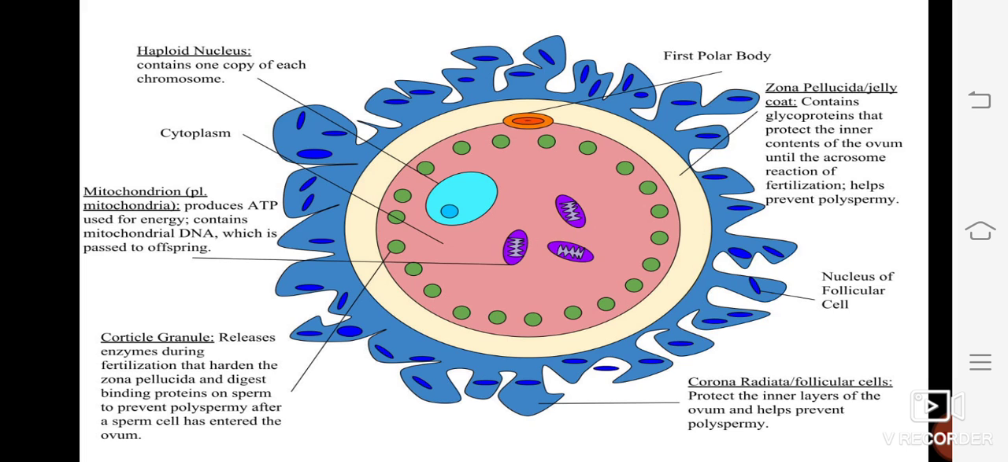And the zona pellucida jelly coat contains glycoproteins that protect the inner contents of the ovum until the acrosome reaction of fertilization, and helps prevent polyspermy. Nucleus of follicular cell. And the last one is the corona radiata. Follicular cells protect the inner layers of the ovum and help prevent polyspermy.